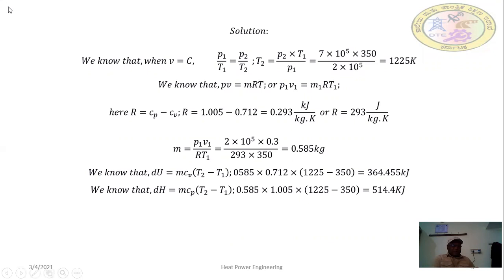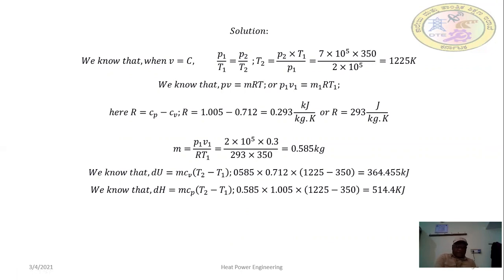So next is how this problem is worked out. As the name implies, V is equal to constant. That means there will be no change in volume. From the general gas equation, if V has cancelled, the leftover is P1 by T1 is equal to P2 by T2. From this equation, we can calculate the final temperature. Here, T2 is the final temperature.